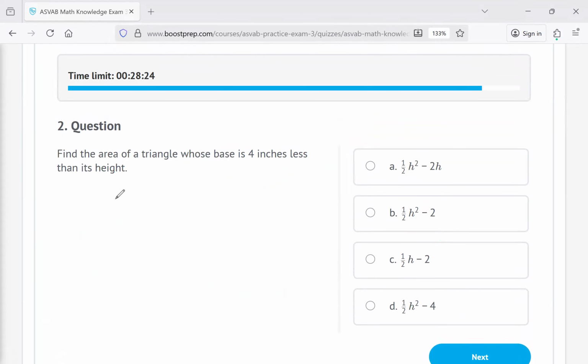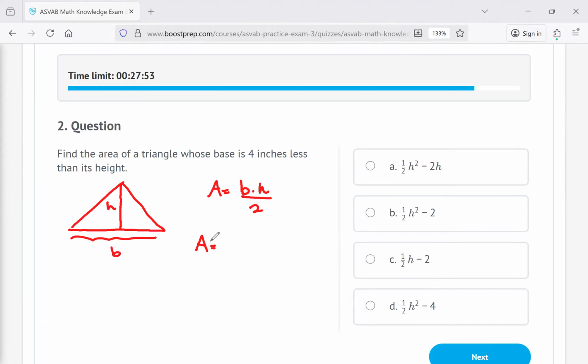Question 2 says, find the area of a triangle whose base is 4 inches less than its height. If you want to draw an image, just fine. Imagine you have a triangle. This would be your base, and this would be your height. You don't really need an image, but what you do need to know is the area of a triangle. The area of a triangle is base times height over 2.